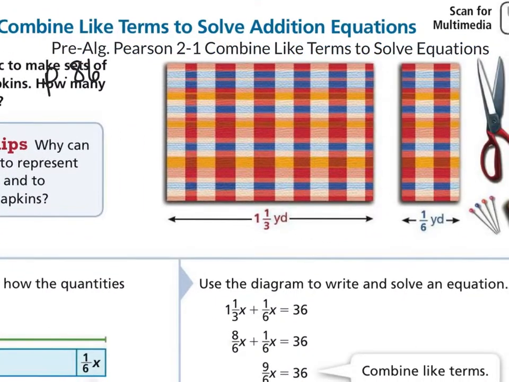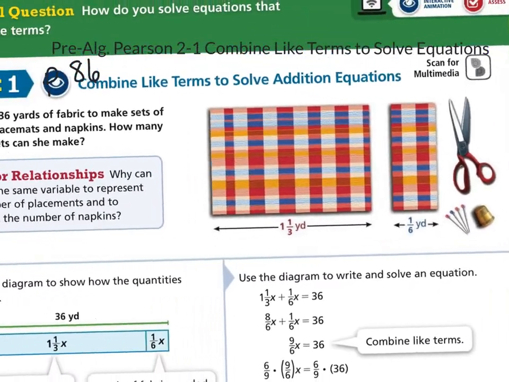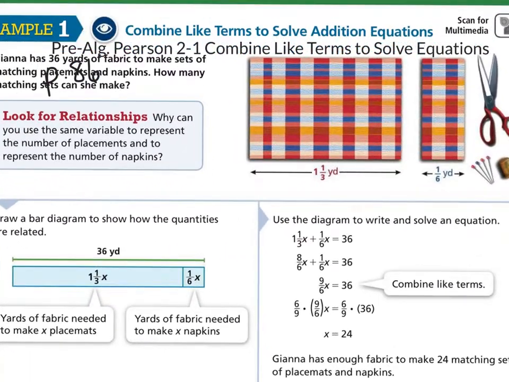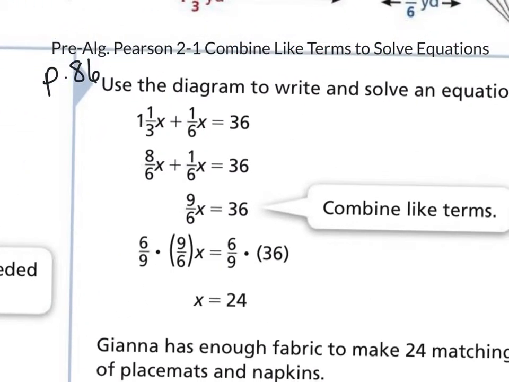So from the picture, what they're trying to show us is that we need 1 1/3 yards for each placemat, and we need 1/6 of a yard for each napkin. So from that, this would be one way we could figure this out. If we're going to make matching sets, we're going to make the same amount of each. So if we say X is our number of placemats or napkins, we're going to have the same amount of each one of them. We could make up an equation off of that.